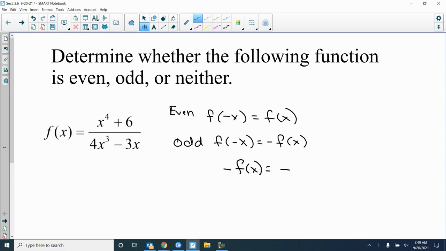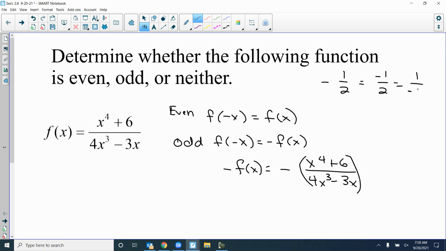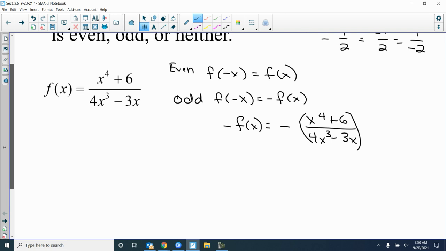is going to be a negative, and then you got x to the fourth plus 6 over 4x cubed minus 3x. Well, since we got a fraction, there's different forms that can take. Okay, so if you got like negative 1/2, that's the same as negative 1 over 2, which is the same as 1 over negative 2. They're all equivalent, right? So it depends on where that negative is. So let's take a look at what happens here.